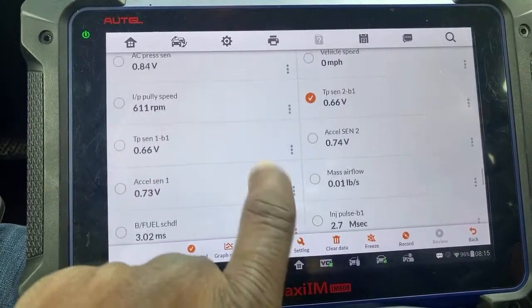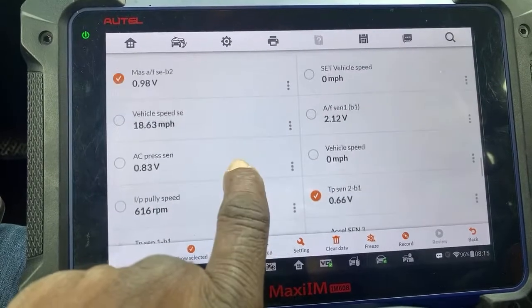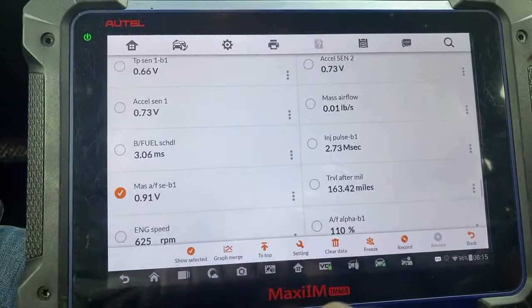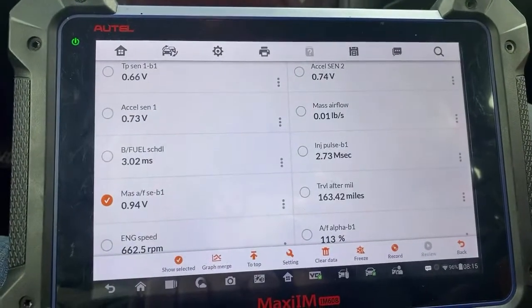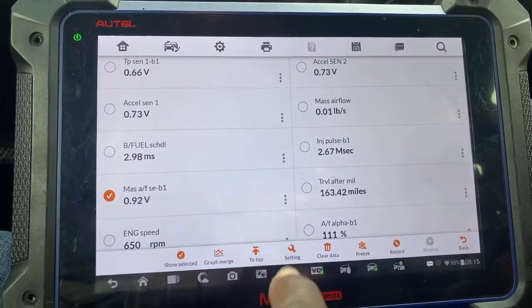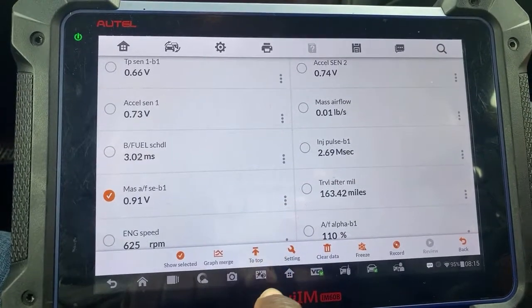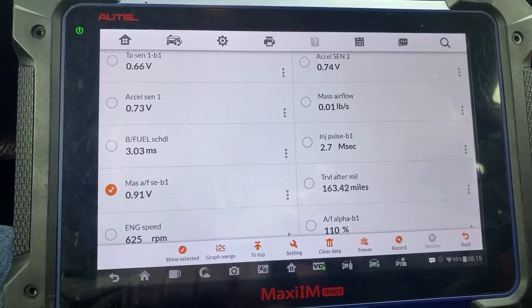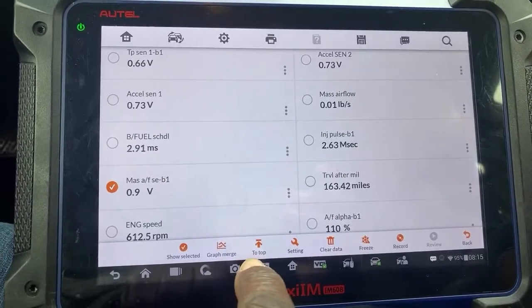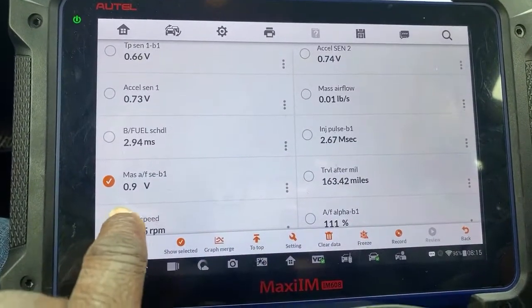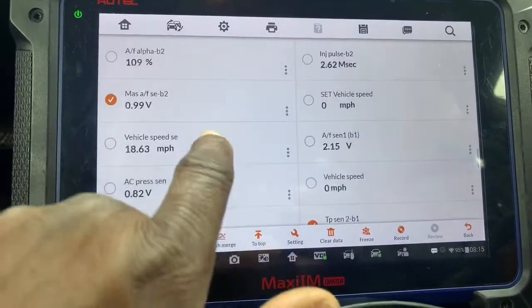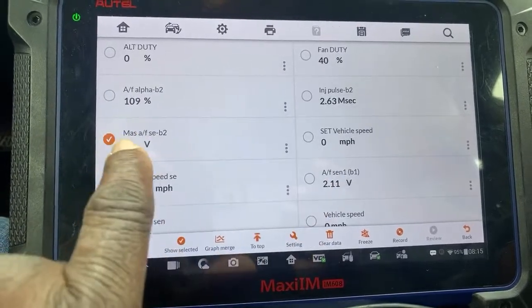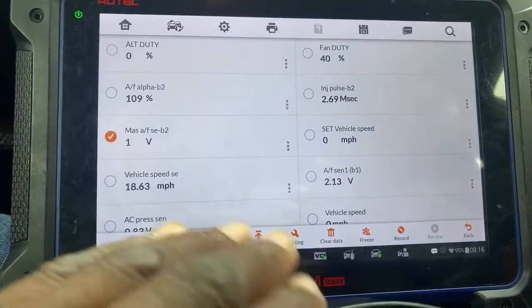0.9, right? Where's the other one? 0.98. One fold 0.98. 0.93. You go to 0.9, 0.98, 0.9. The reading here, bank 1. You see, this is switching very, like it's working.